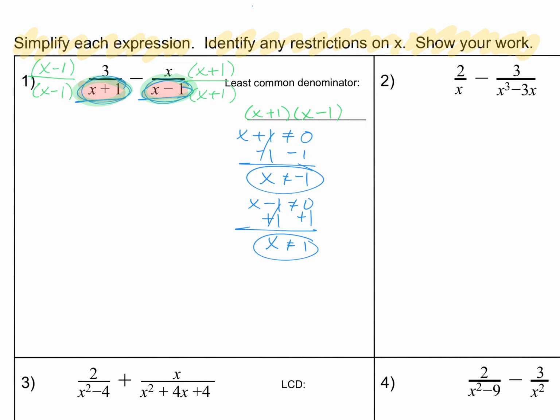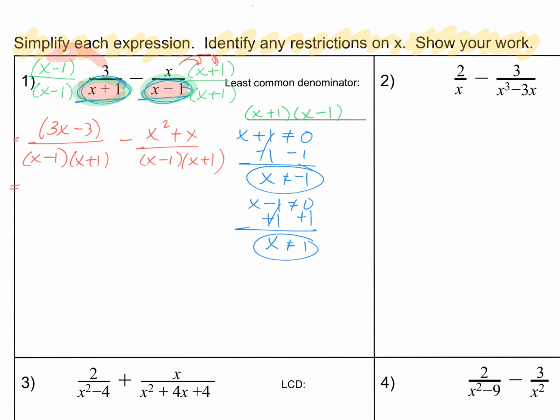So the top I can go ahead and distribute. I'm going to have 3x minus 3, and the bottom is that new denominator, x minus 1 times x plus 1. I can also distribute here. I can distribute the x to x plus 1, so I have x squared plus x, and again, the bottom is that same denominator that we now have.